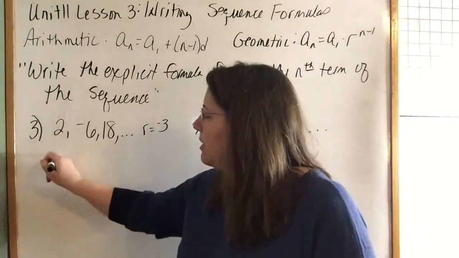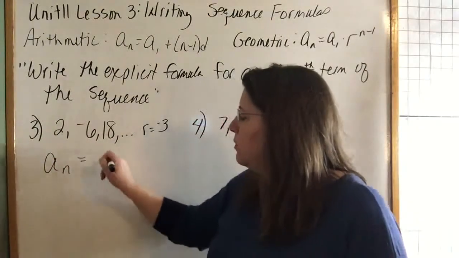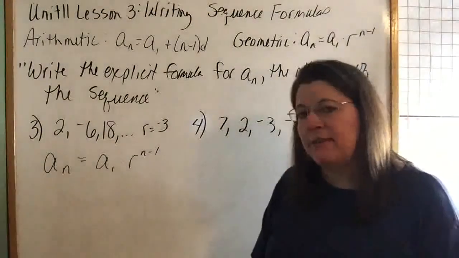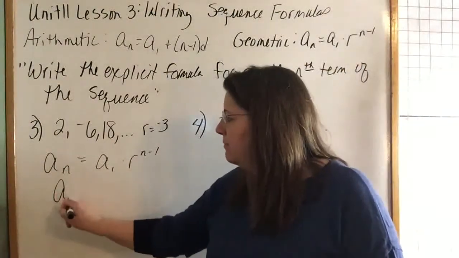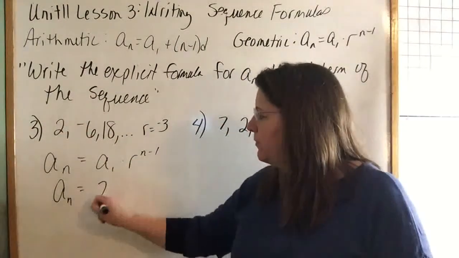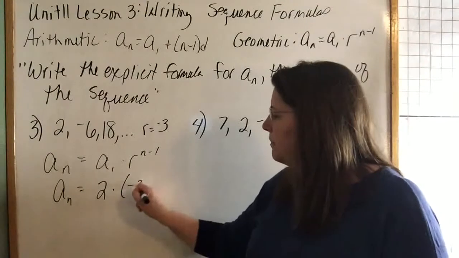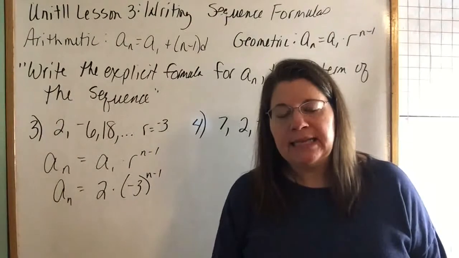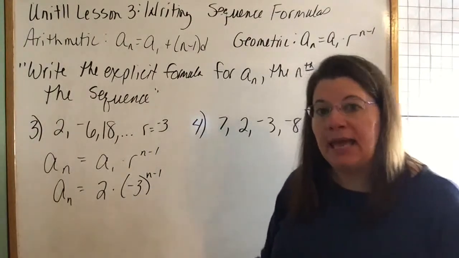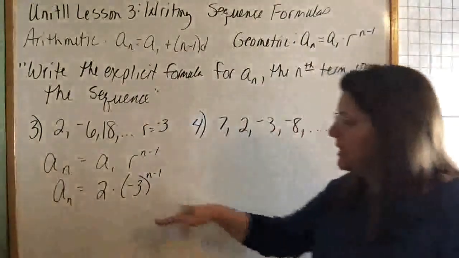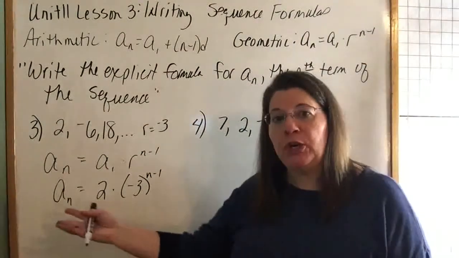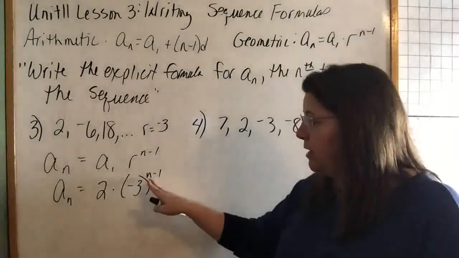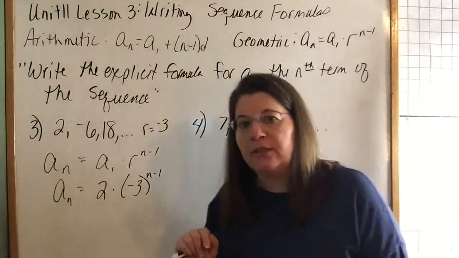I'm going to use the geometric formula. A sub n equals a sub 1 times R to the n minus 1. And then I'm going to plug in for everything that I know. I'm going to leave it a sub n. A sub 1 is 2, R is -3, n minus 1 stays in the formula. Remember, when we're finding the formula, we do not replace n. So there's my formula for finding the numbered term of any term in the sequence. So if I ask you to find the 10th term, all I have to do is plug a 10 in for n, and we'll be able to find the 10th term.